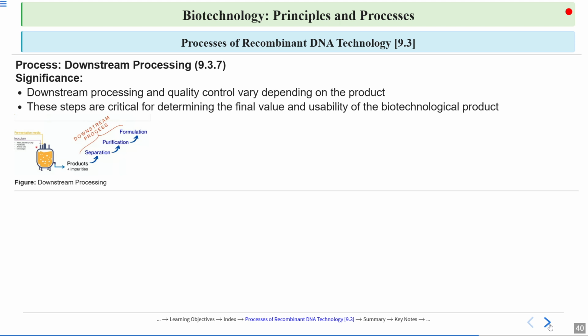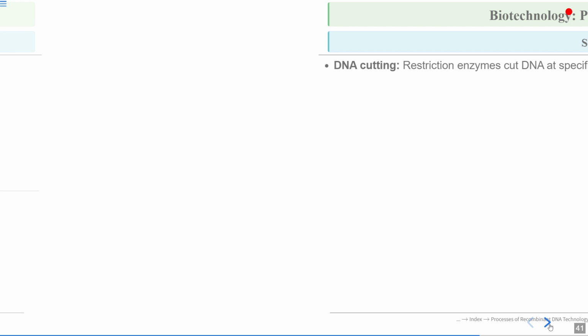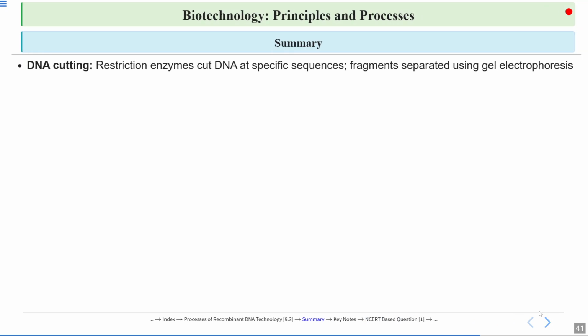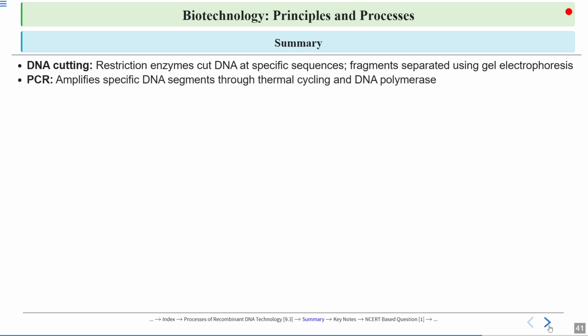And is it feasible to go to market or not? So now what is the summary? In summary, first we isolated our DNA, then we cut that DNA, and separated the fragments using gel electrophoresis.